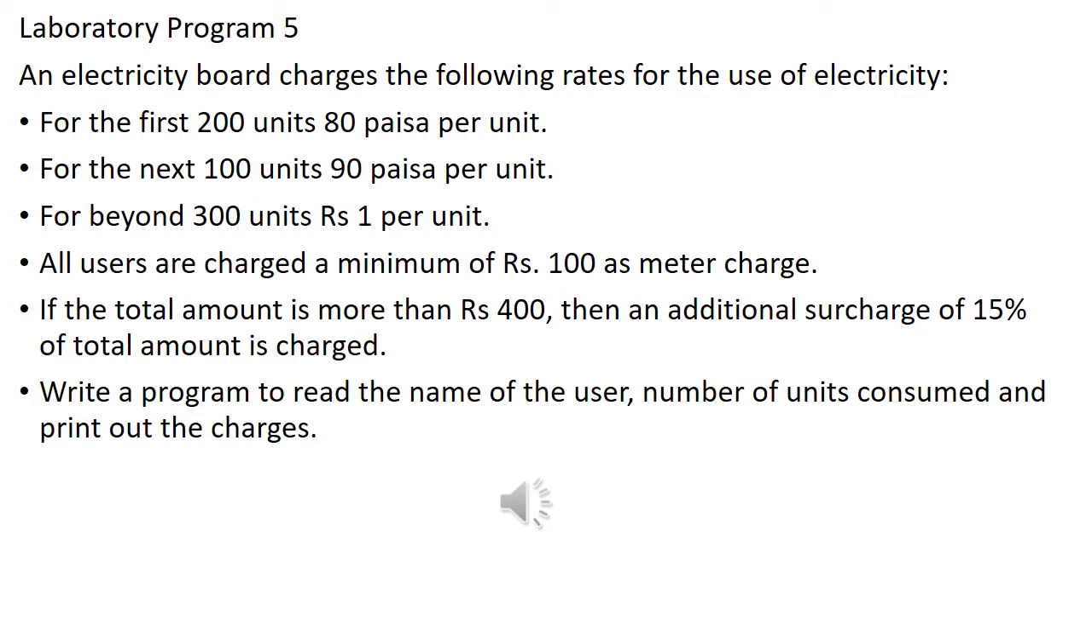And if the total amount is more than 400, then an additional surcharge of 15% of the total amount is charged. So we are supposed to write a program to read the name of the user, the number of units consumed, and print out the charges. Obviously, name means we will have to accept the name from the user.